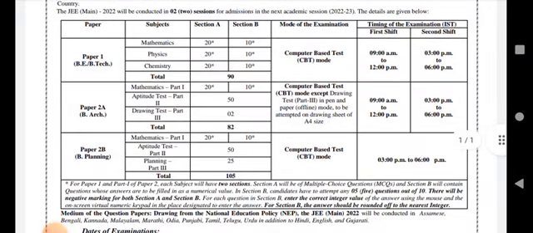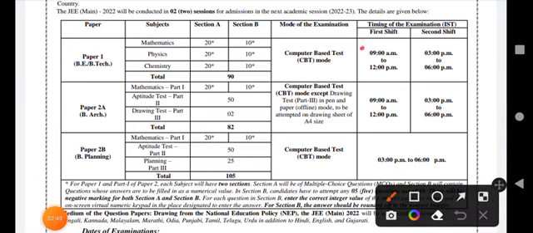It is completely a computer-based examination. The first session is from 9 to 12, whereas the second session is from 3 to 6.